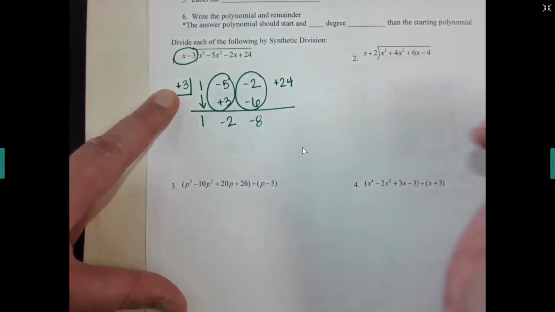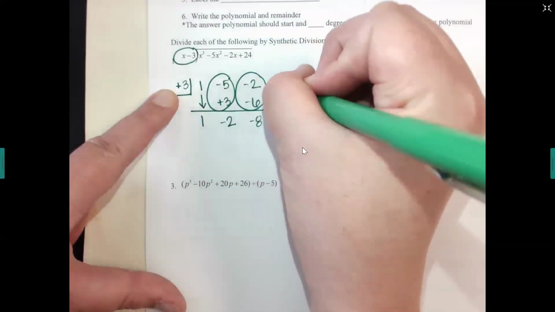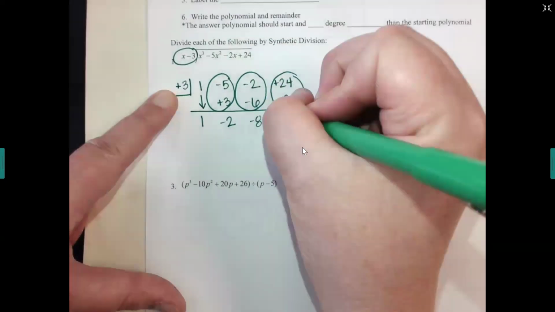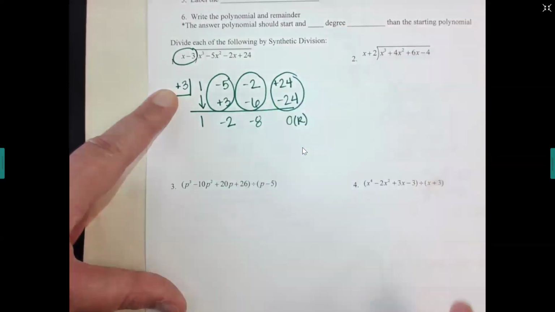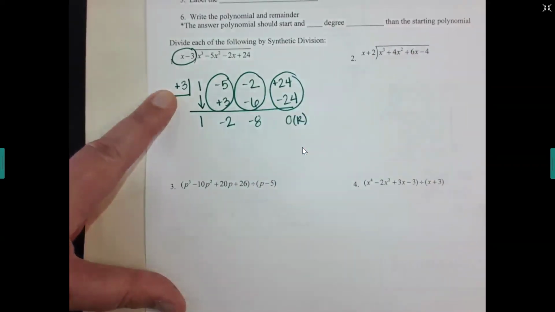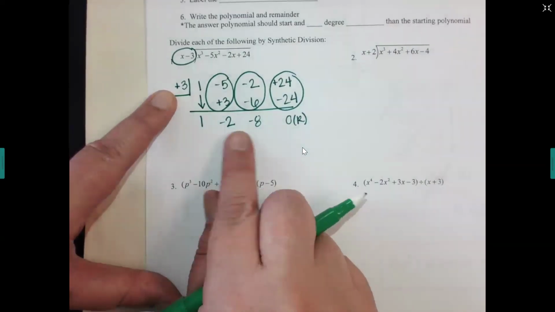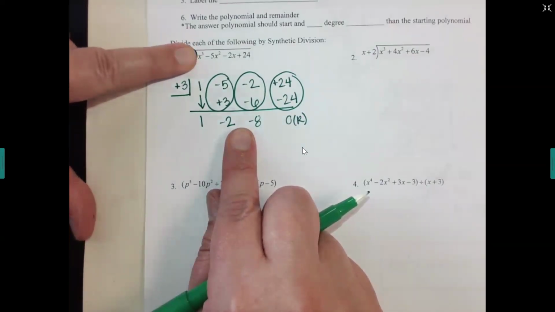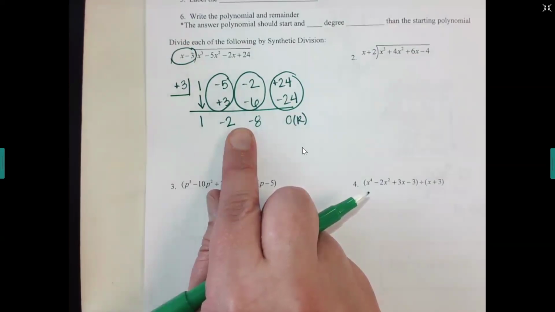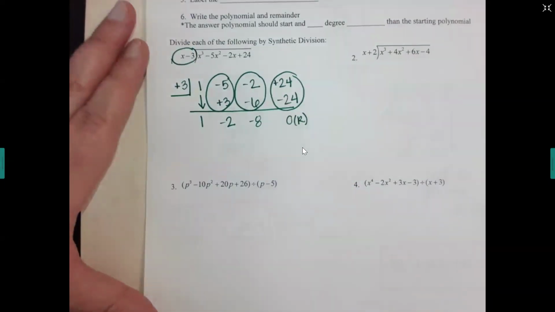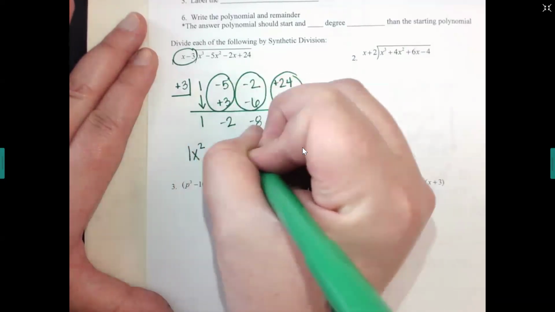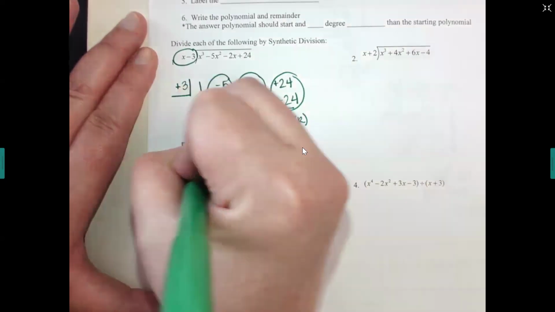-8 times 3 gives me -24. And then 24 and -24 add back up to 0, which is your remainder. Okay, now you might be thinking, well, what the heck is this? That's not really an answer. Okay, yes, it is. You just have to put the x's back. If you started at an x3, your answer will start at an x2 because you divided one of the x's out. So your answer would be a 1x2 minus 2x minus 8.